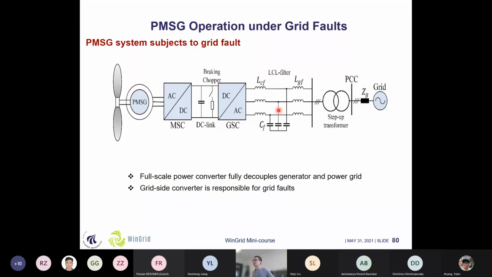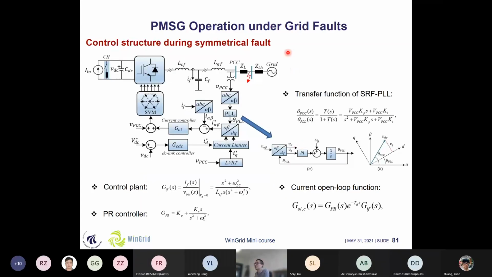But here, because we know that the generator and the grid are fully decoupled by these back-to-back power converters, actually here the grid side converter will be the key performer that will handle the grid faults for the different types of the grid faults. So here, we could see that this is a general control structure during the grid faults. And here we can see that we have this outer loop DC-link voltage and the inner loop grid current. And we also use PLL structures to measure this PLL information.